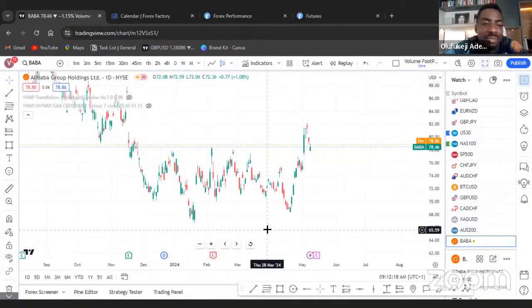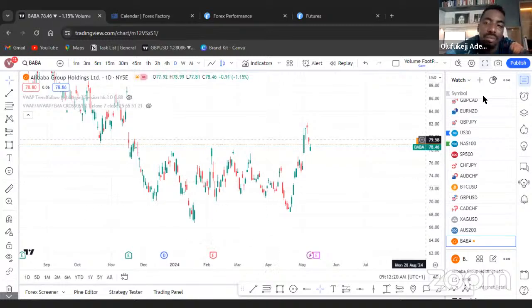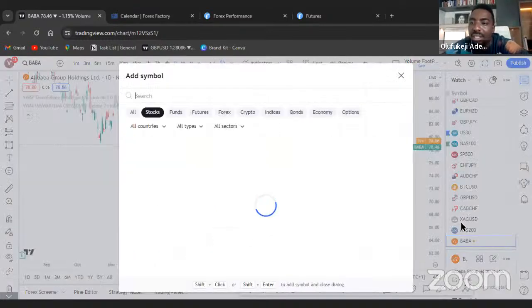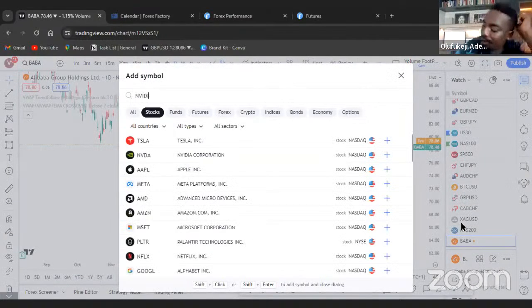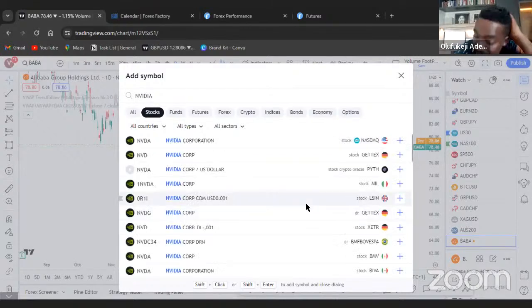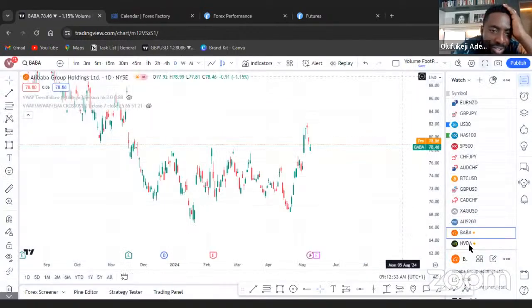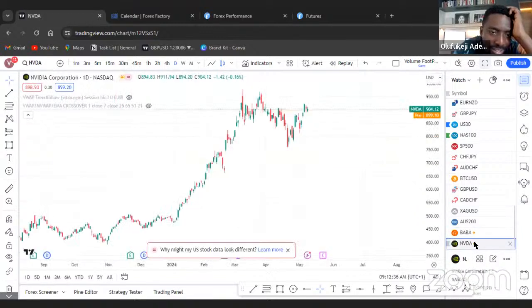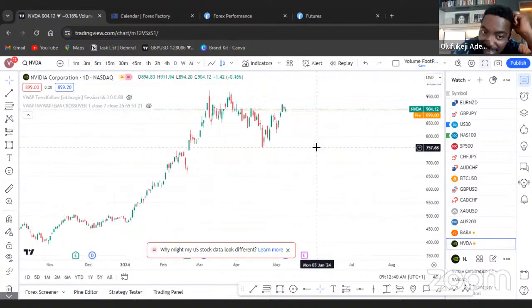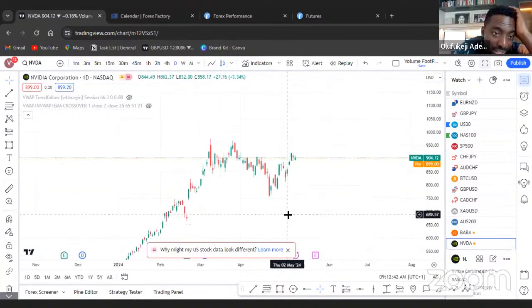So you can now check Nvidia. Click on their stock. You can see it's quoted on NASDAQ. It's part of the NASDAQ 100. So Nvidia, let's see what that looks like. Okay. Do you see? Can you see what we're seeing on Nvidia?